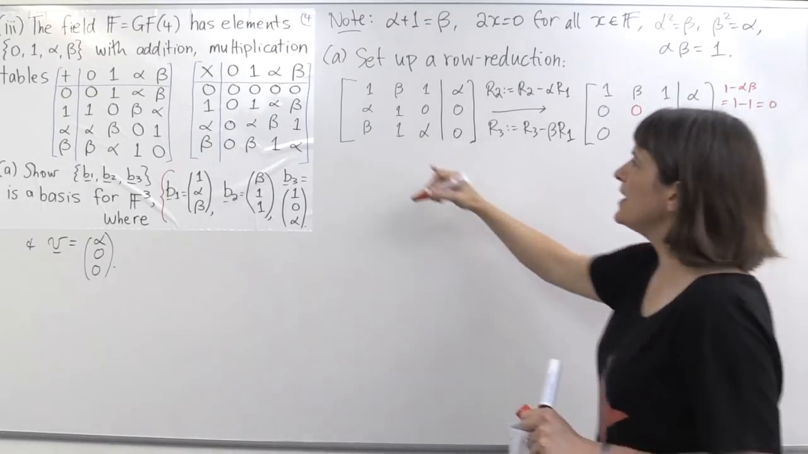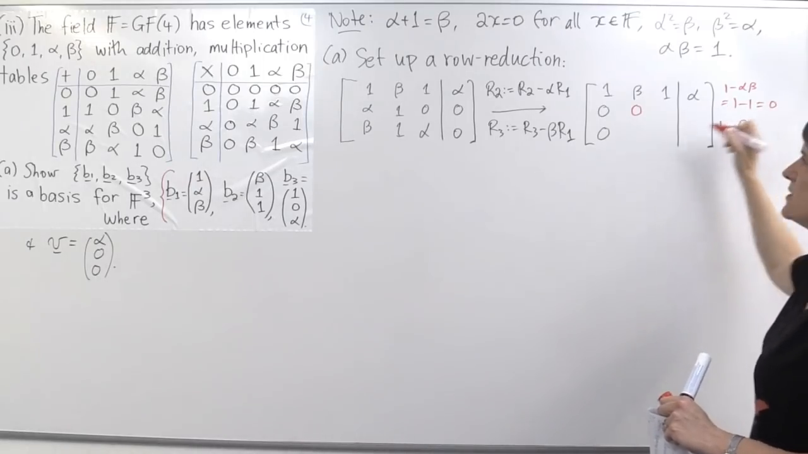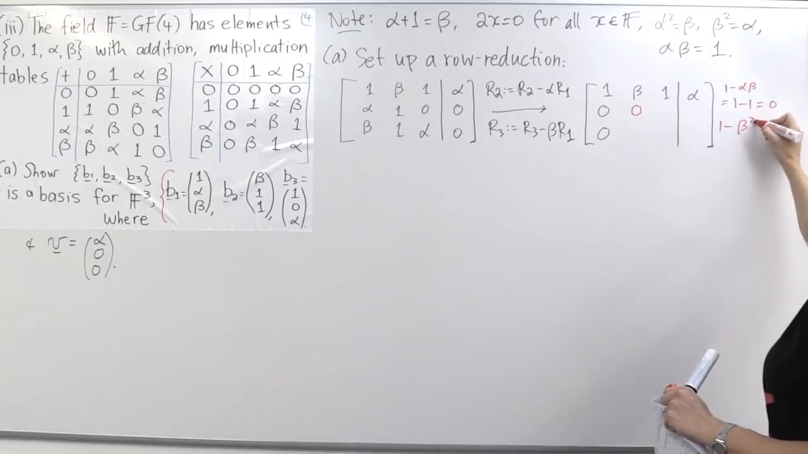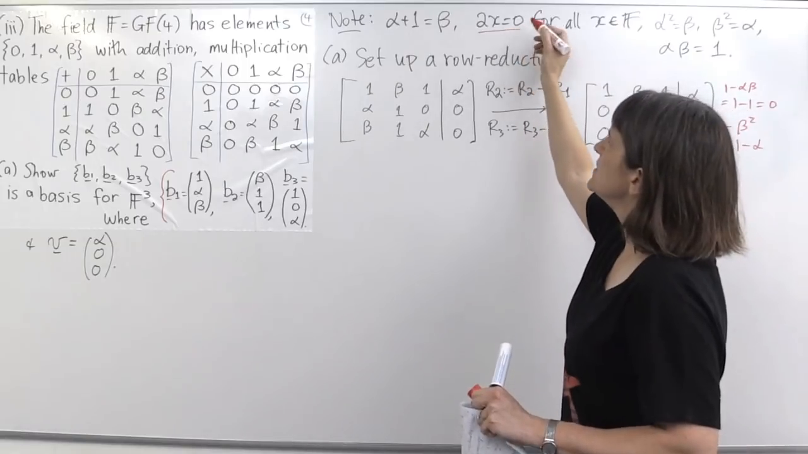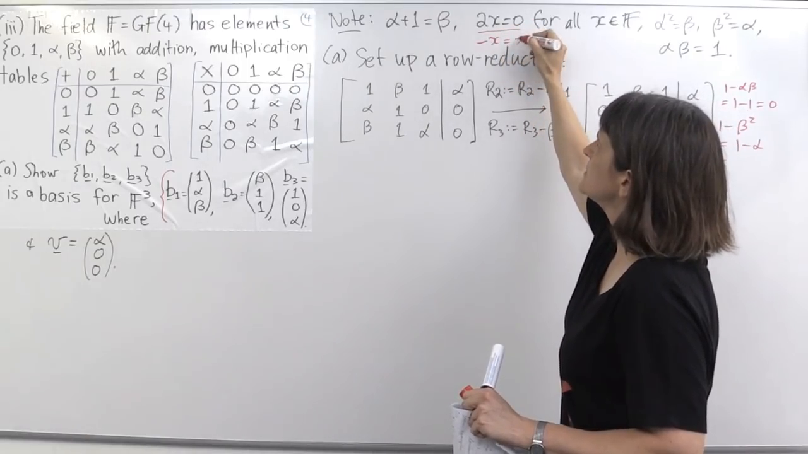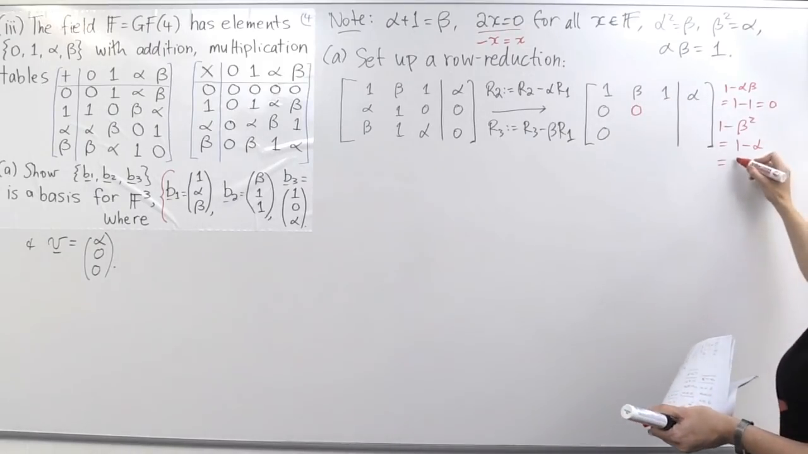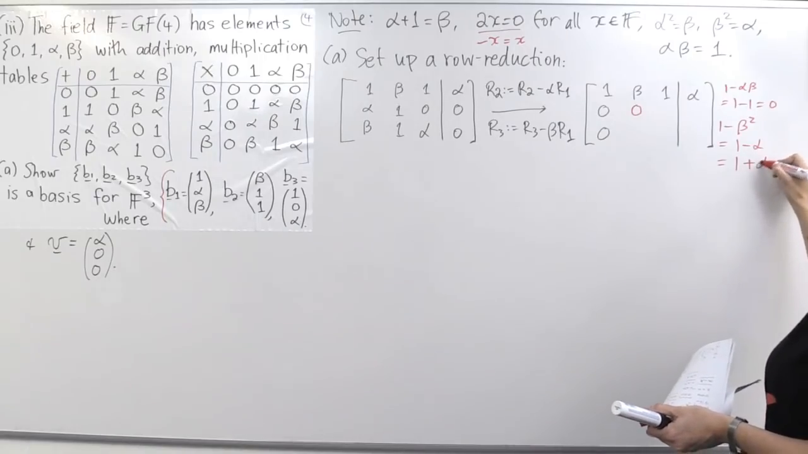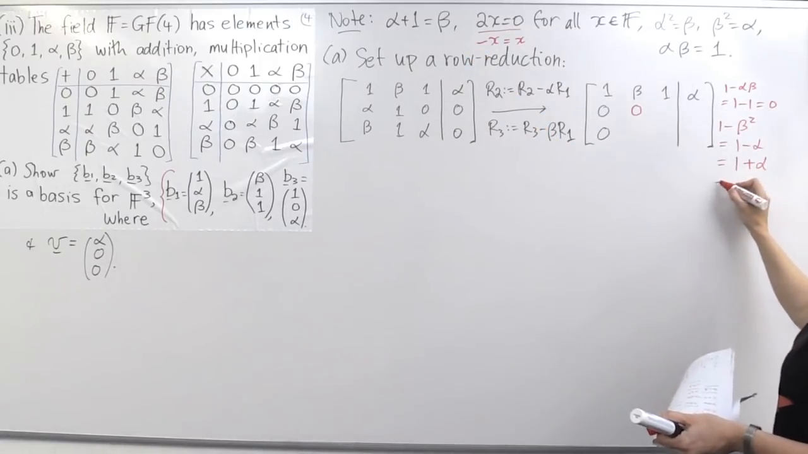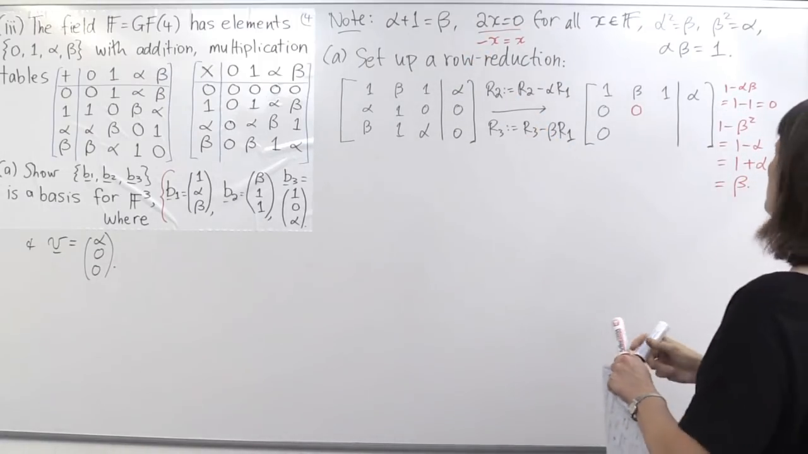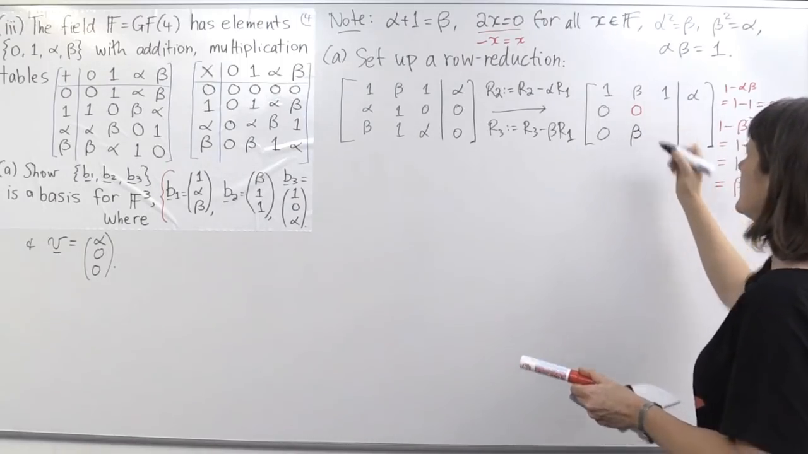Never mind. Here, 1 minus beta squared. Okay, 1 minus beta times this entry, so beta squared. And beta squared is alpha, it's 1 minus alpha. This 2x equals 0 tells us that minus x is the same as x. Okay, so subtracting is the same as adding in this field. We say it's got characteristic 2. So this boils down to 1 plus alpha, which is beta. Okay, whoops, I stood on the lights. Never mind. So beta is what we get in the bottom of the second column, like that.